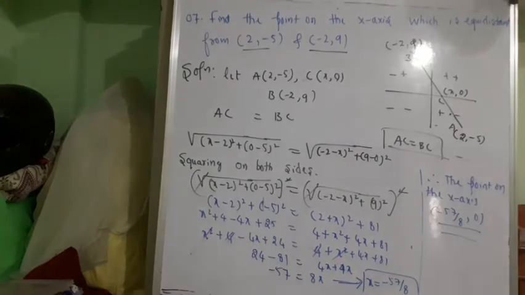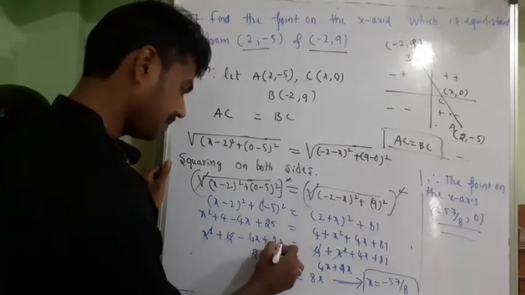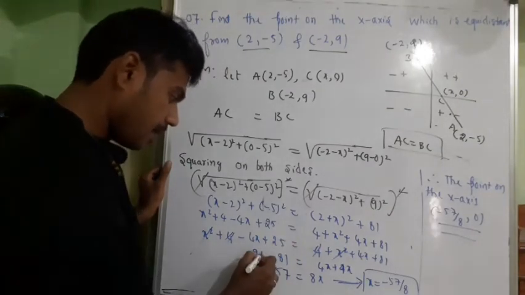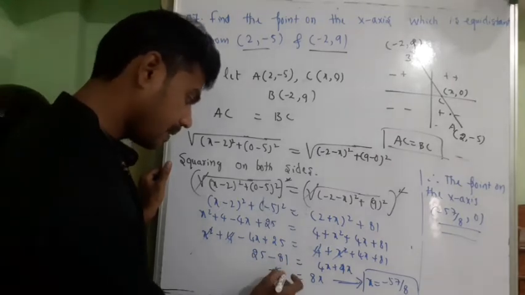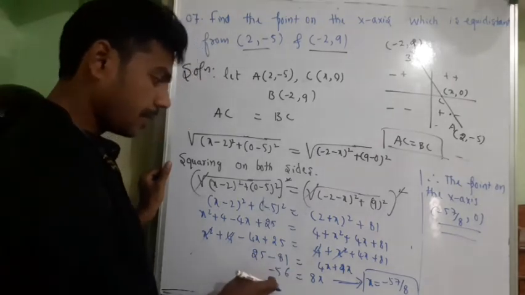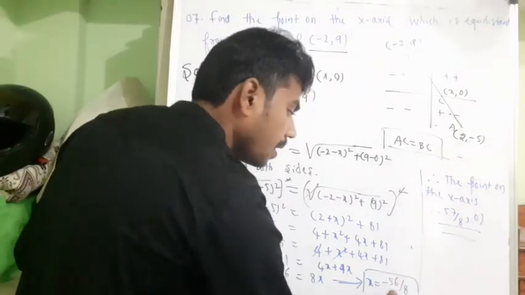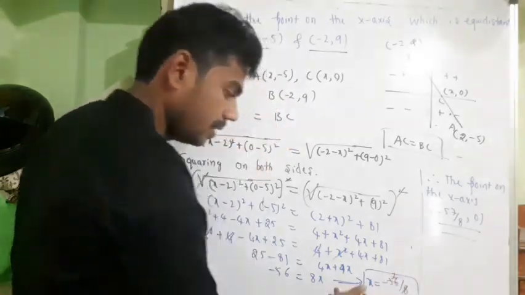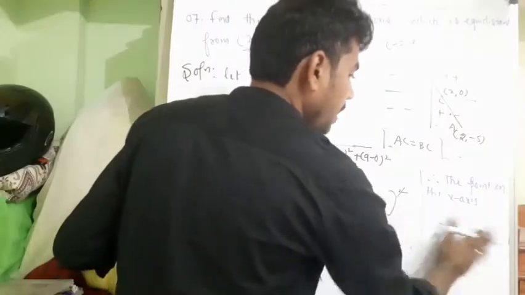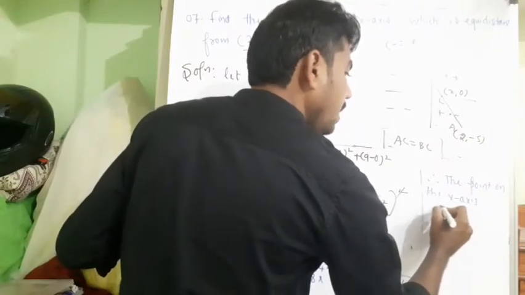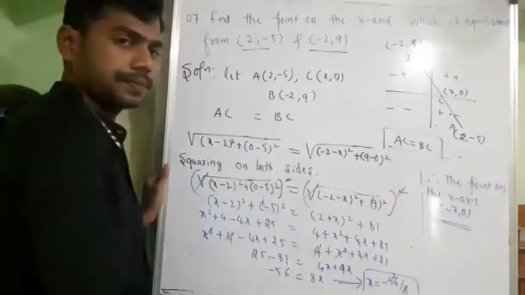Wait, a small mistake I made. I need to carry 25 here. This would be 25 minus 81. So 11 minus 5 is 6 and 7 minus 2 is 5. So what will we get? 56 by 8. 8 7s are 56. Only this mistake I made. So the answer would be, the point would be (minus 7, 0). Please note this down.